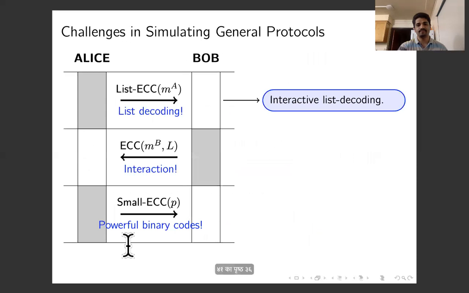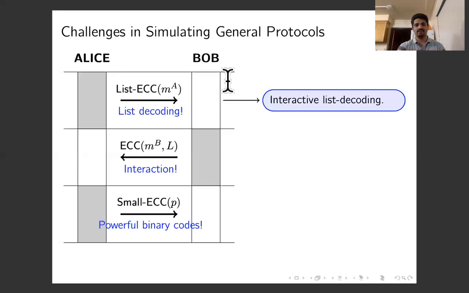So let's do that. Here again is a sketch of our coding scheme. You have phase 1 where you do the list decoding, phase 2 where you send the list, phase 3 where you use the small error correcting codes. And let us imagine running this scheme for a general function where Alice and Bob must interact.